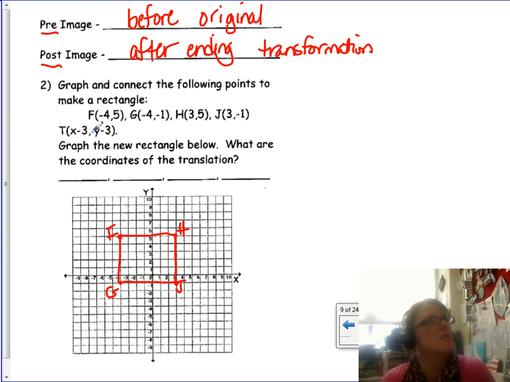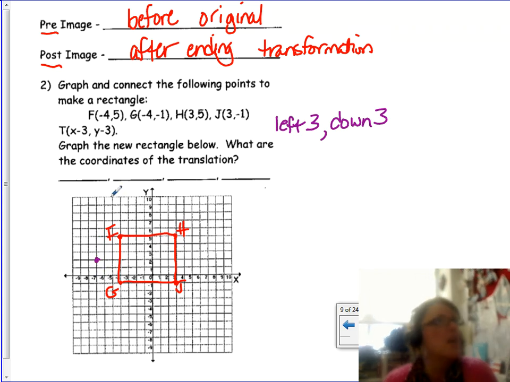Now I'm asking you to perform this transformation on it. And the transformation says subtract 3 from the x value, subtract 3 from the y value. Think about what that's telling you to do graphically. If your horizontal movement is subtracting 3, you are going to the left 3 units, and subtracting from the y coordinate means you're going down 3 units. Left 3, down 3. Now, some people, rather than doing it algebraically, would rather just count on the grid and say, oh, here is F. I'm going to go to the left 3, down 3, and there's my graph. And then I look at that and say, oh, that's at -7, 2.